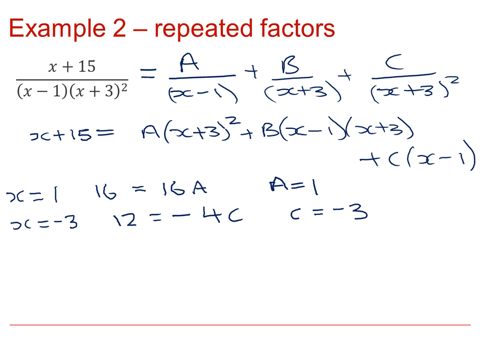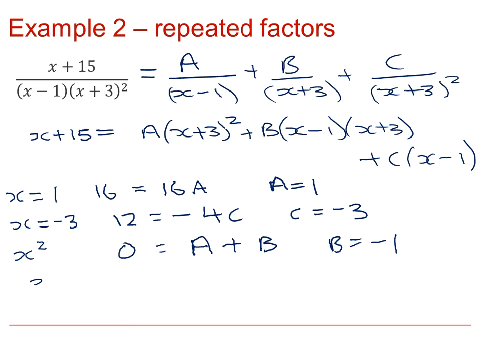So how do we find the B coefficient? Well, if we look at the terms in x squared. x plus 15 has no x squared terms. And on the other side of the equation we would have an Ax squared and also a Bx squared. Well, we already know A is 1, therefore B must be minus 1.